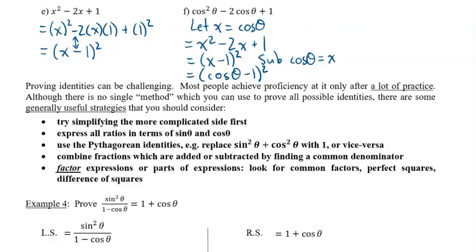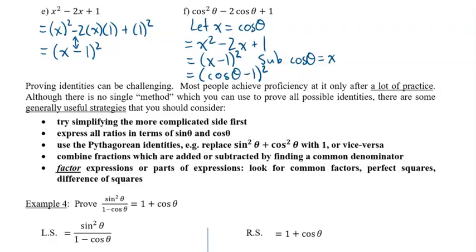Use the Pythagorean identities. For example, sine squared theta plus cos squared theta, replace it with 1, or maybe a rearranged version of that identity. If you see 1, sometimes it'll be helpful to put sine squared theta plus cos squared theta in for it, for example. Another strategy is to combine fractions which are added or subtracted by finding a common denominator.